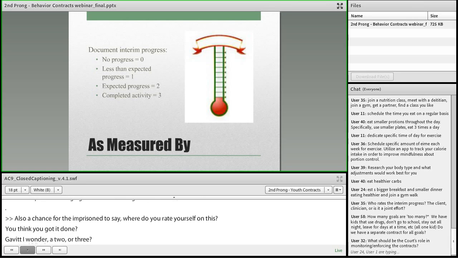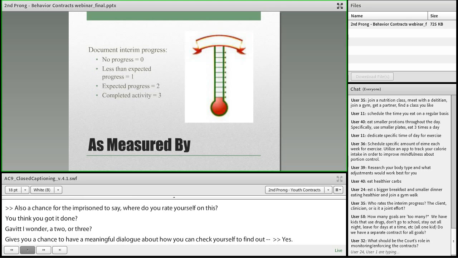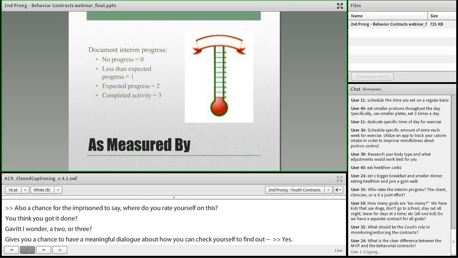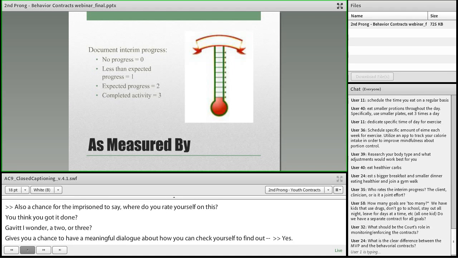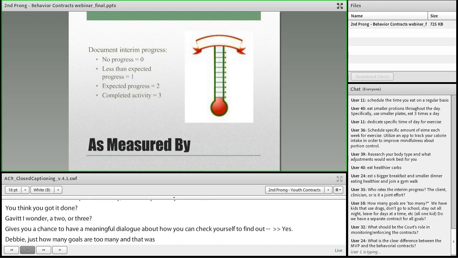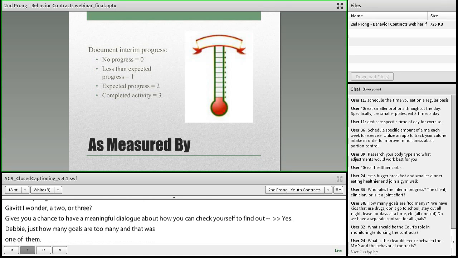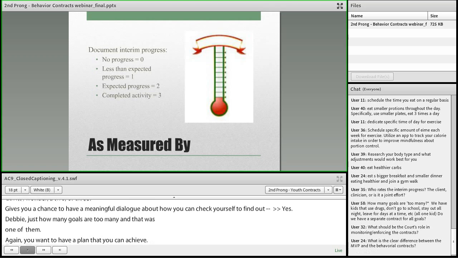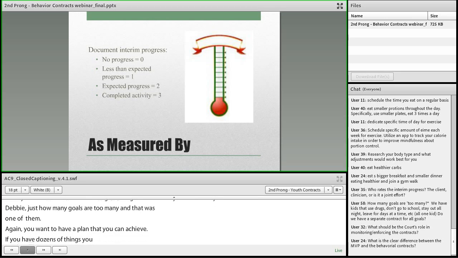Yeah. And Debbie asked how many goals are too many, and I think we're going to get to that in the next slide, in the FAQs. But again, you want to have a plan that you can achieve. So if you have dozens of things you want to get done, you know the kid, you know what they're capable of, so you have to answer that yourself. But the fewer the better is the rule there.